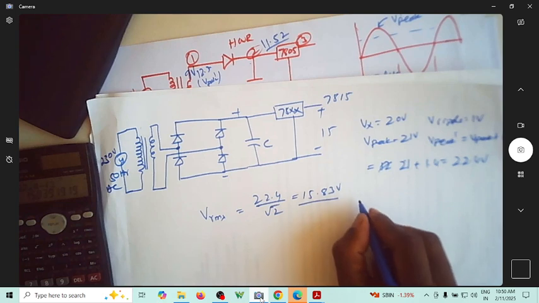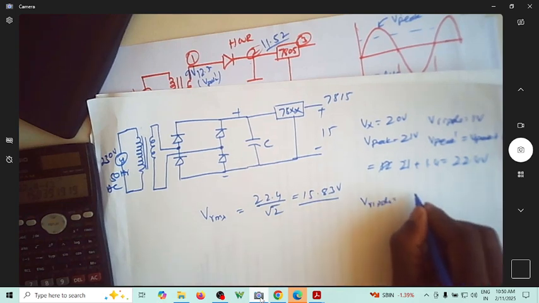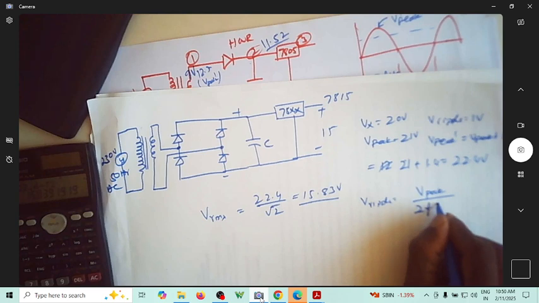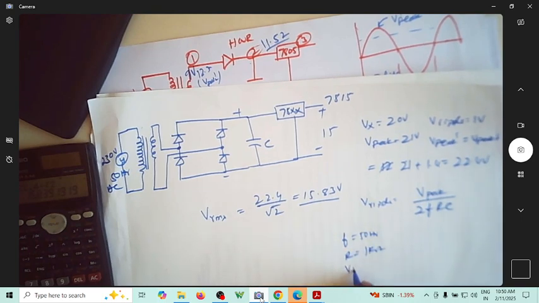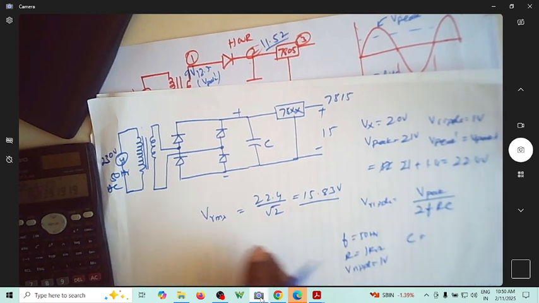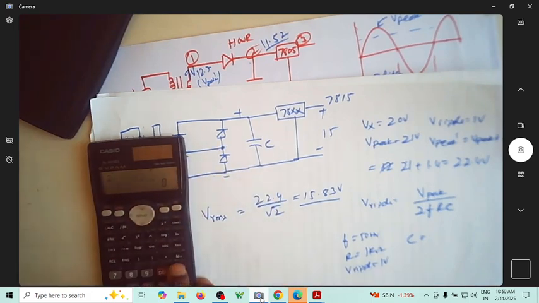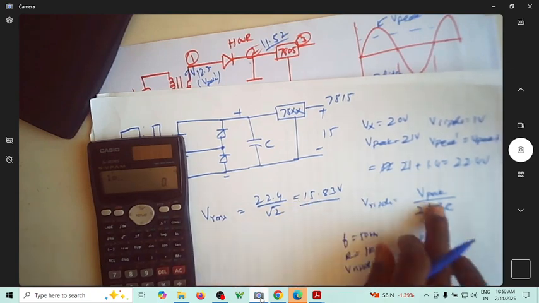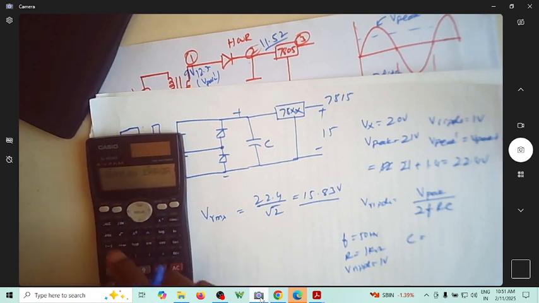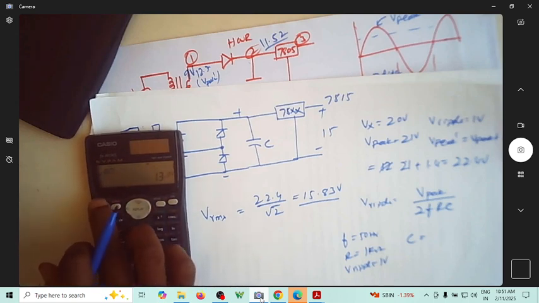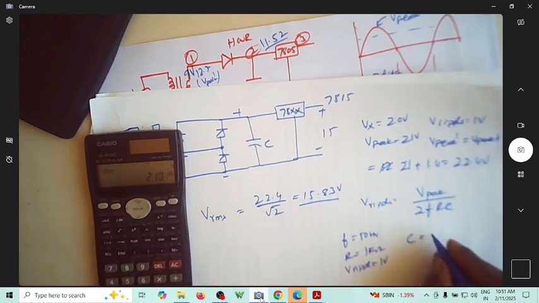And then you can choose the capacitance value. V ripple is equal to V peak divided by 2FRC. So F is equal to 50 hertz, R is equal to 1 kilo ohm, and V ripple of 1 volt will give you the value of C, I think that's what we found in the earlier section also. How much is V peak? 21. It is 21 divided by 50 into 2 into 1 into 10 to the power 3 into 1. It comes out to be 210 microfarad.